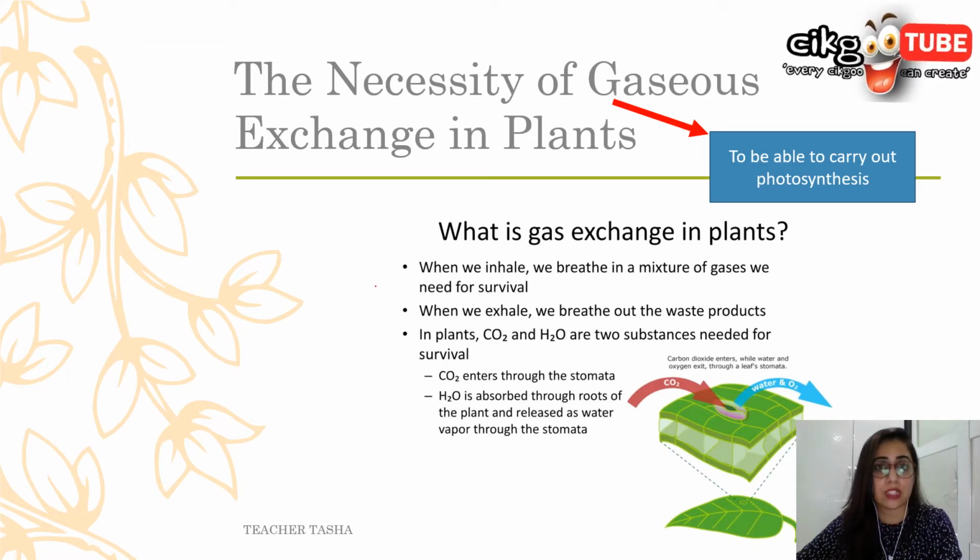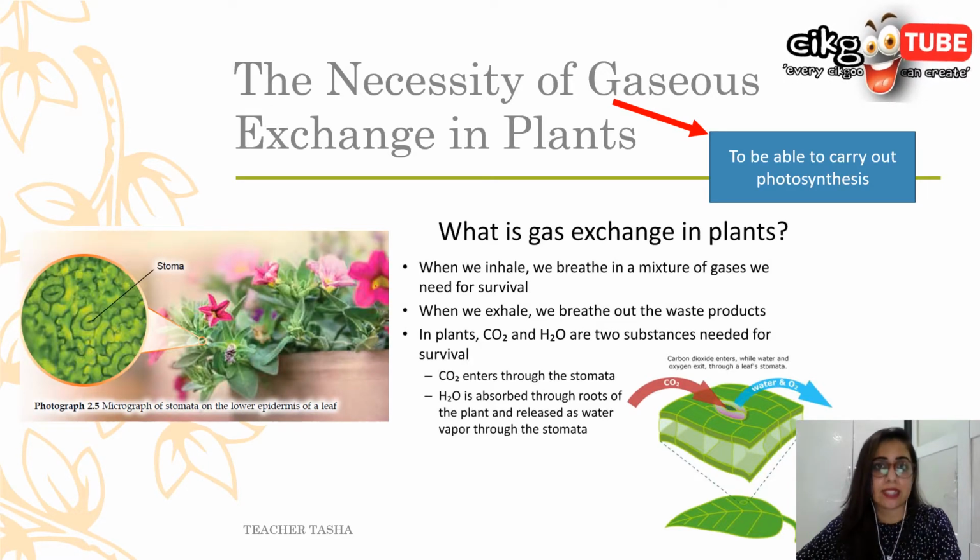Gases exchange in plants enables plants to obtain what? Carbon dioxide for photosynthesis. Carbon dioxide from the atmosphere will diffuse through the stomata into the leaf during the day when the light intensity is high. Carbon dioxide is absorbed by the palisade mesophyll cells. You have seen in the previous subtopic, subtopic 2.1, the palisade mesophyll and also the spongy mesophyll, which has a lot of chloroplasts. This carbon dioxide is absorbed because it is used in photosynthesis to form glucose, which is the product of photosynthesis.